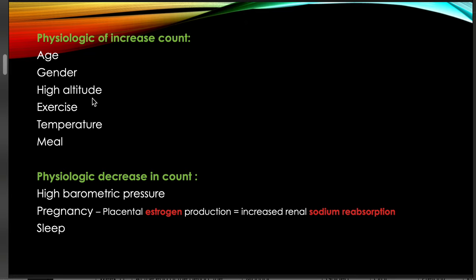Physiologic decrease in count: that is high barometric pressure, and pregnancy. When you do a CBC on pregnant people, it is because of increased placental estrogen production and renal sodium reabsorption, and also because of sleep.